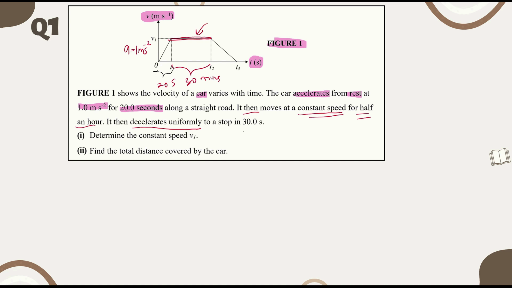So for the second part, because it is constant velocity, there is no acceleration. And for the third part, the car is decelerating, so the acceleration must be a negative value. It decelerates uniformly to a stop in 30 seconds, so from T2 to T3 is 30 seconds. That is how the motion of the car is translated into a graph. So now let us solve the first question.